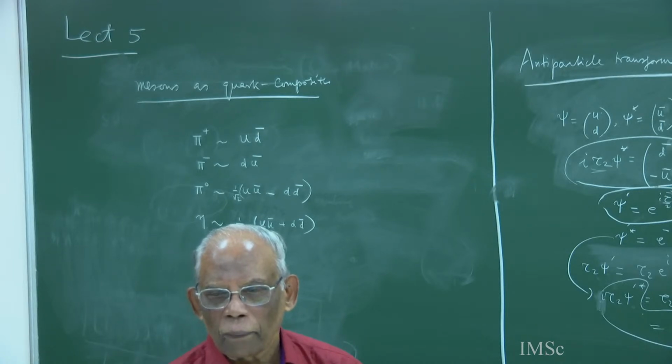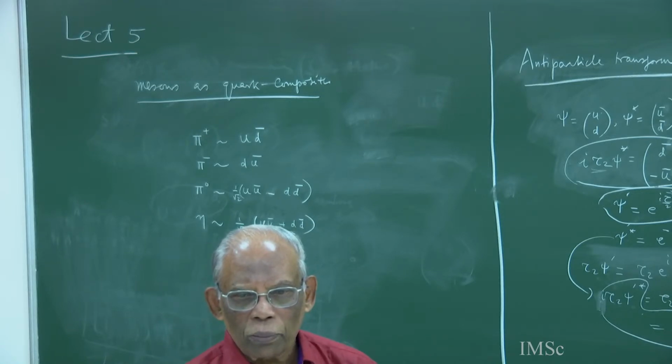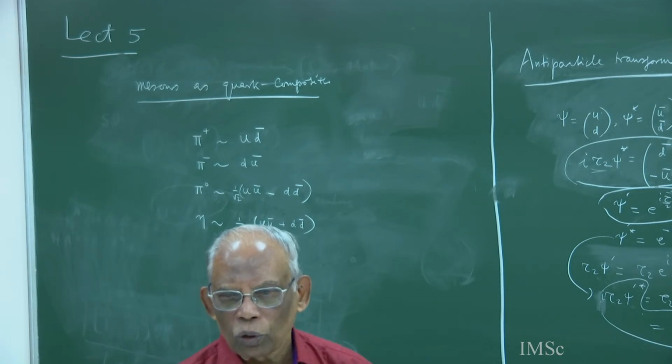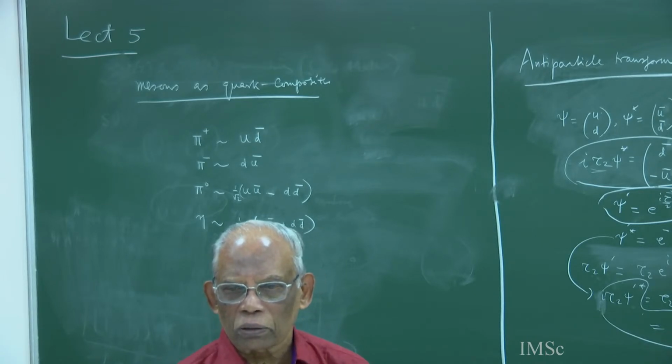Sir, one more thing. When you are writing that in column form, what does it mean completely? I am writing it as a two-element column because it is a doublet, an isodoublet, and it transforms under a 2 by 2 unitary matrix. So to transform them properly, I have to write it as a column matrix.